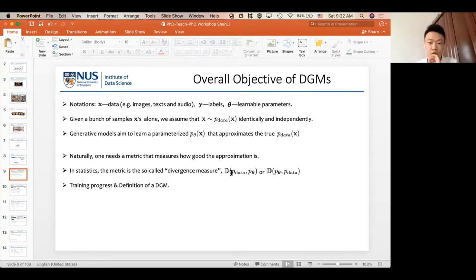And this divergence will take as input two distributions. One is unknown, but the other one is parameterized. And this divergence will return a scalar that measures how close your approximation is. This metric can serve as an indicator of your training progress. You can actually see how well your model is doing right now. And this metric also serves as a definition of a DGM. We'll further show that different choices of divergence will lead to different kinds of deep generative models. And this acts as a key to define your deep generative models.